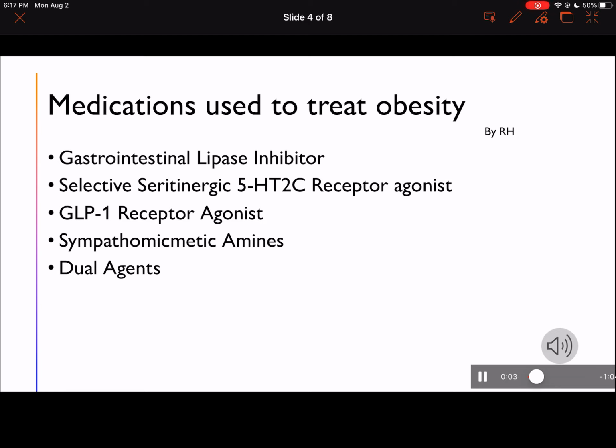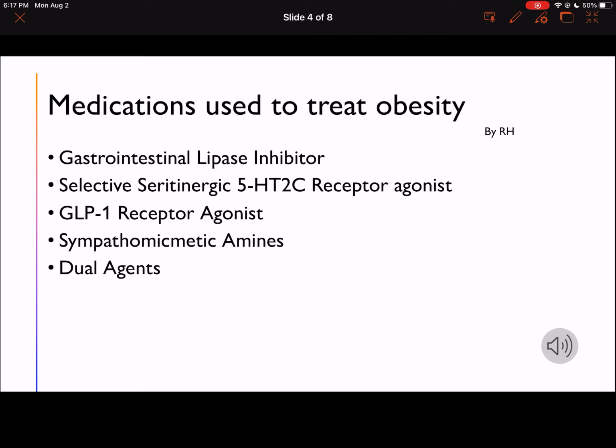Medications used to treat obesity include gastrointestinal lipase inhibitors. This medication diminishes intestinal absorption and metabolism of fats, particularly triglycerides. Selective serotonergic 5-HT2C receptor agonists stimulate central receptors, which causes appetite suppression. GLP-1 receptor agonists mimic the effect of incretins, resulting in delayed gastric emptying, thus curbing appetite. Sympathomimetic amines stimulate central noradrenergic receptors, causing appetite suppression.